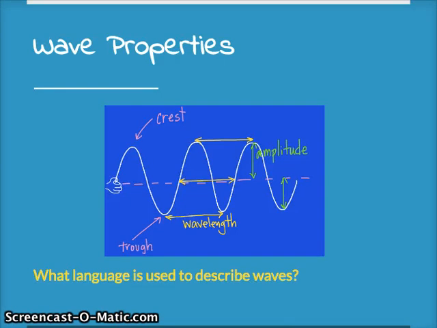This video will take a look at various properties of waves, just very general waves that apply to all types of situations we'll look at. We'll look at some specific characteristics like amplitude, wavelength, frequency, and wave speed, as well as look at the difference between longitudinal and transverse waves.